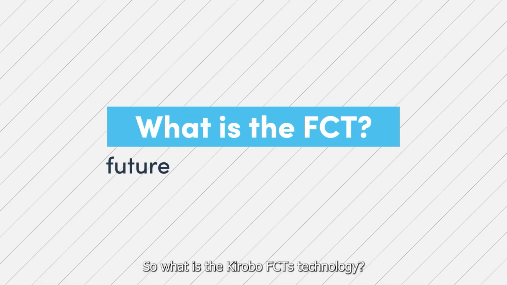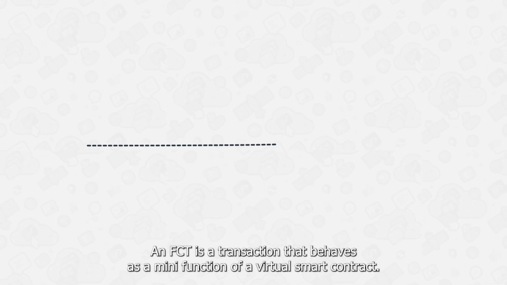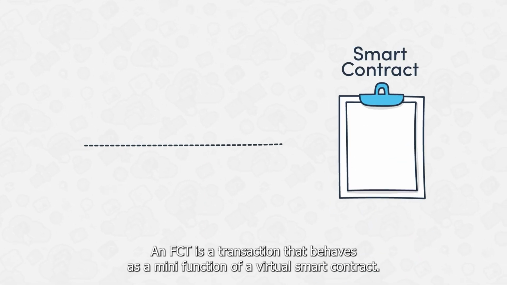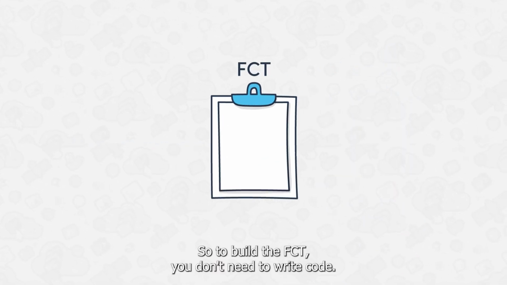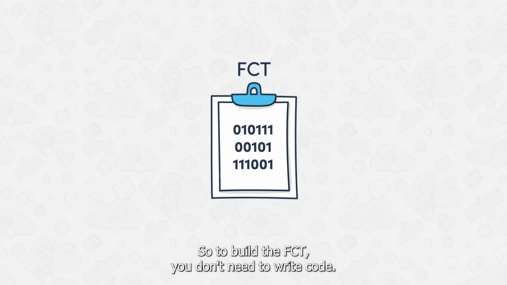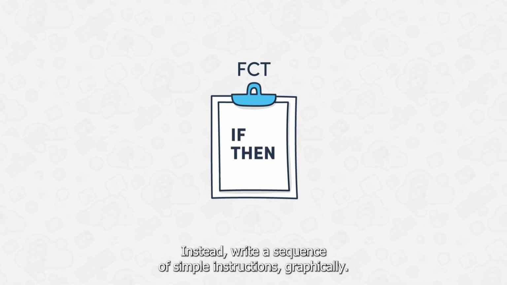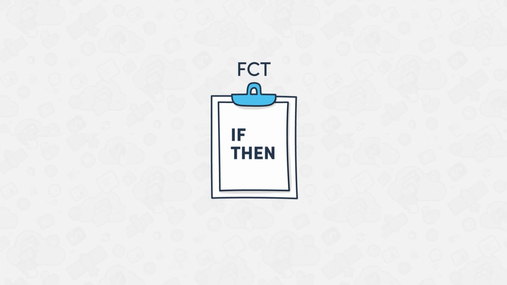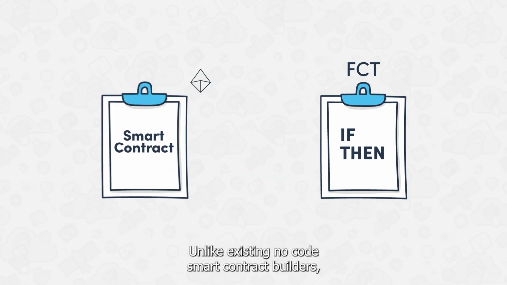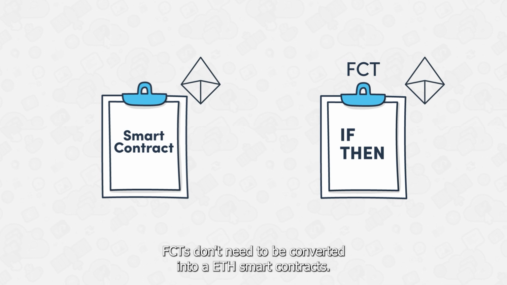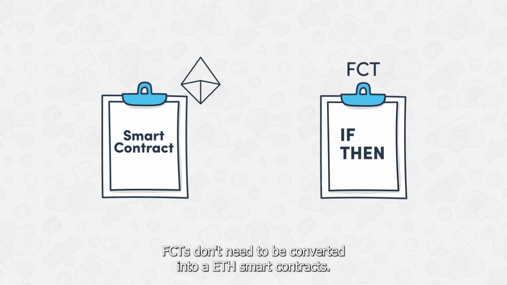So what is the Kirobo FCT technology? An FCT is a transaction that behaves as a mini function of a virtual smart contract. So to build the FCT, you don't need to write code. Instead, write a sequence of simple instructions graphically. Unlike existing no-code smart contract builders, FCTs don't need to be converted into Ethereum smart contracts.